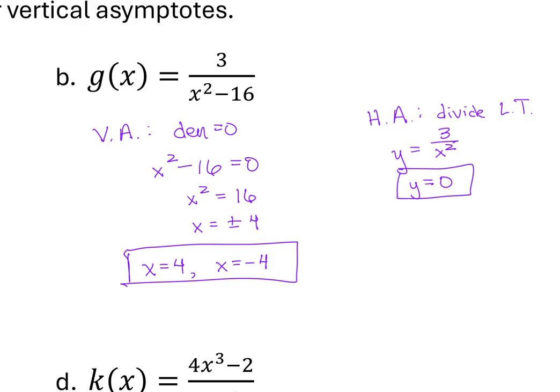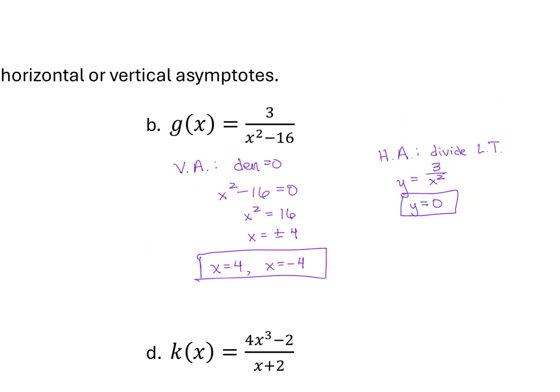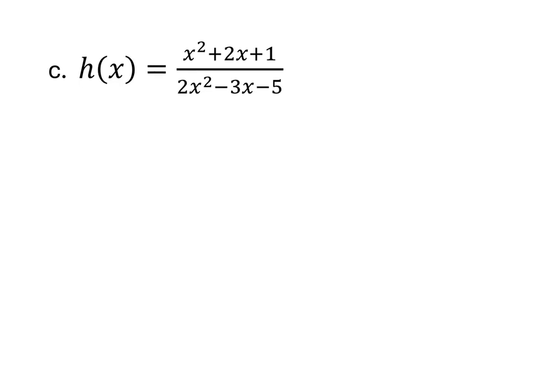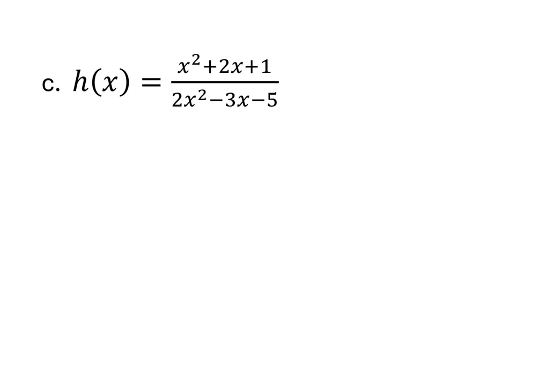Now, one thing to note is you can have multiple vertical asymptotes. You will only ever have one horizontal asymptote. All right, let's look at a couple more. Let's come to example C.